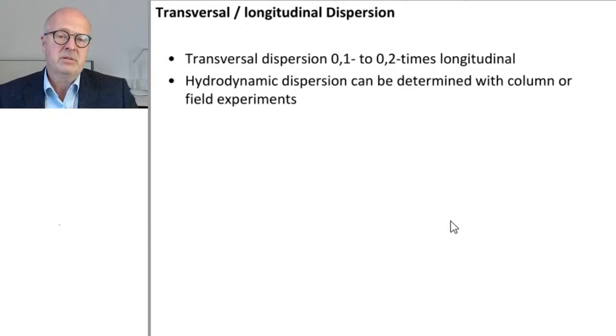We can also remember that the transverse dispersion, or transversal dispersion, is more or less a tenth, or 0.1 times, the longitudinal dispersion. So this is quite helpful. It's 0.1 to 0.2 in normal sediments, a tenth to a fifth of the longitudinal dispersion. So we have different dispersivities in flow direction and transverse to the flow direction.